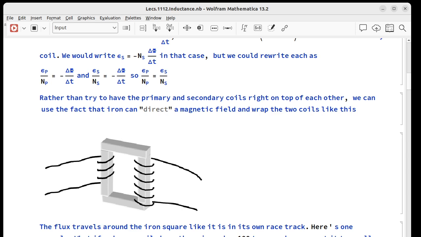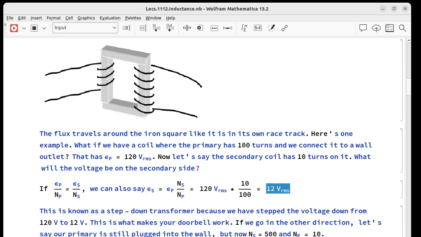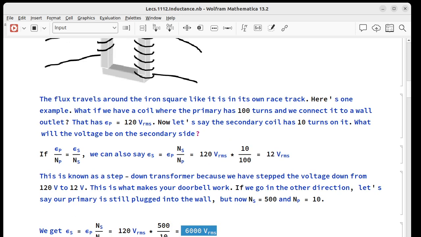We could go in the other direction and say we still plug our primary into the wall, but now we have more turns on the secondary side than the primary side. If it's 500 on the secondary, 10 on the primary, we can see we're going to get 50 times the wall outlet voltage. We get 6,000 volts. This is what we would use for something like a neon sign. They use very high voltages and low currents. This, of course, we'd call a step-up transformer.